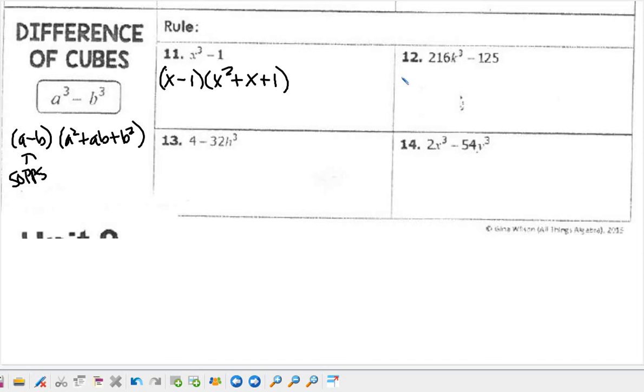So same thing with number 12. The cube root of the first term is 6k. The cube root of the second term, which is negative 125, is negative 5. And we're going to SOPS it. Square the first term, 36k squared. Opposite sign, so plus. Product, 5 times 6k is 30k. And then square the last term, which is 25.